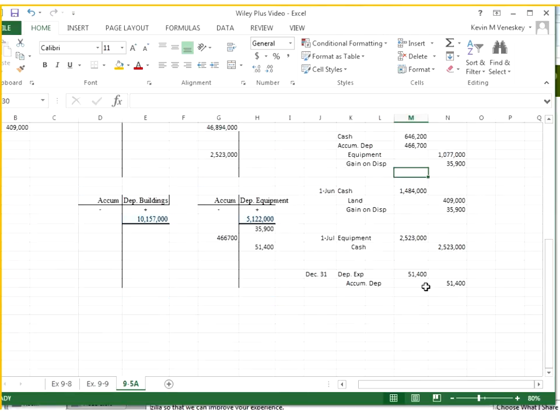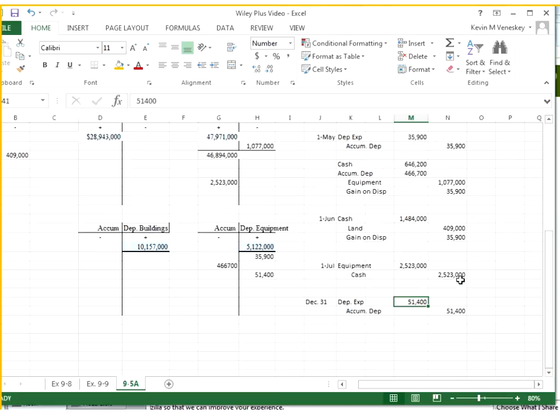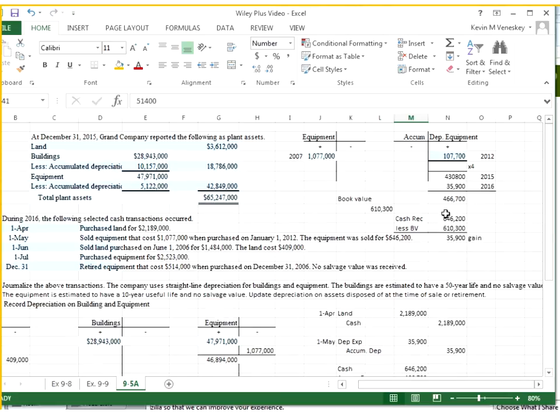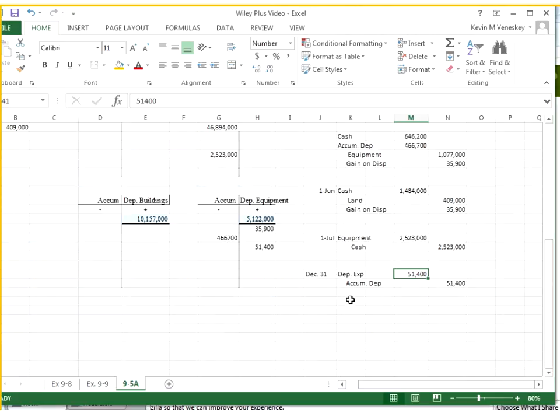Okay, so what I've done here, and we'll need to backtrack now to get up to where I should have been. My cost of this asset has been completely depreciated. I've now depreciated the last little bit of $51,400, and I put that into my accumulated depreciation amount here. And then all I need to do is retire this piece of equipment.